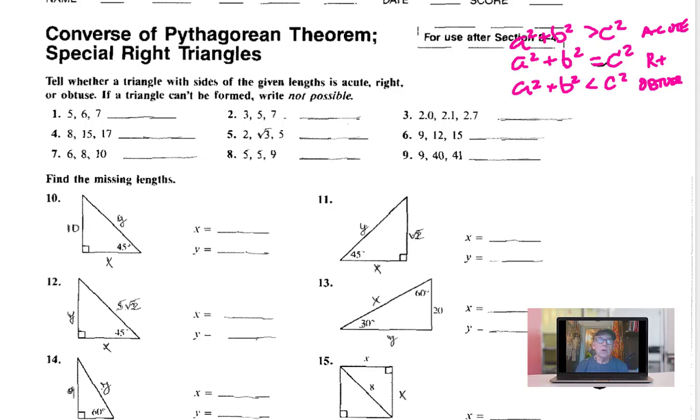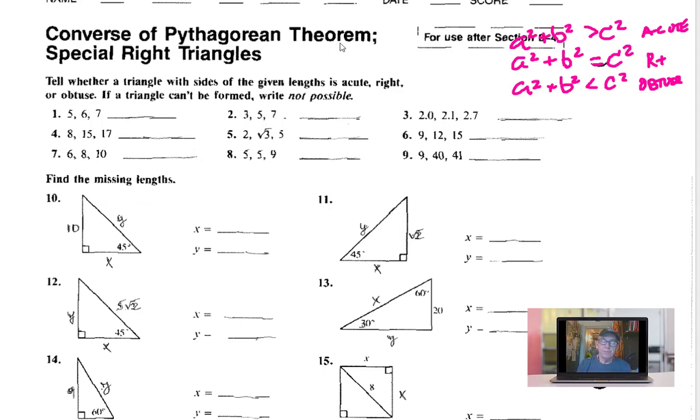Okay, for these, this really goes with what we did a couple days ago. We're going to check to see if we have right triangles using the Pythagorean Theorem Converse. And then we're also going to deal with special right triangles. And you will most likely need a calculator for these. So let's see what's up.